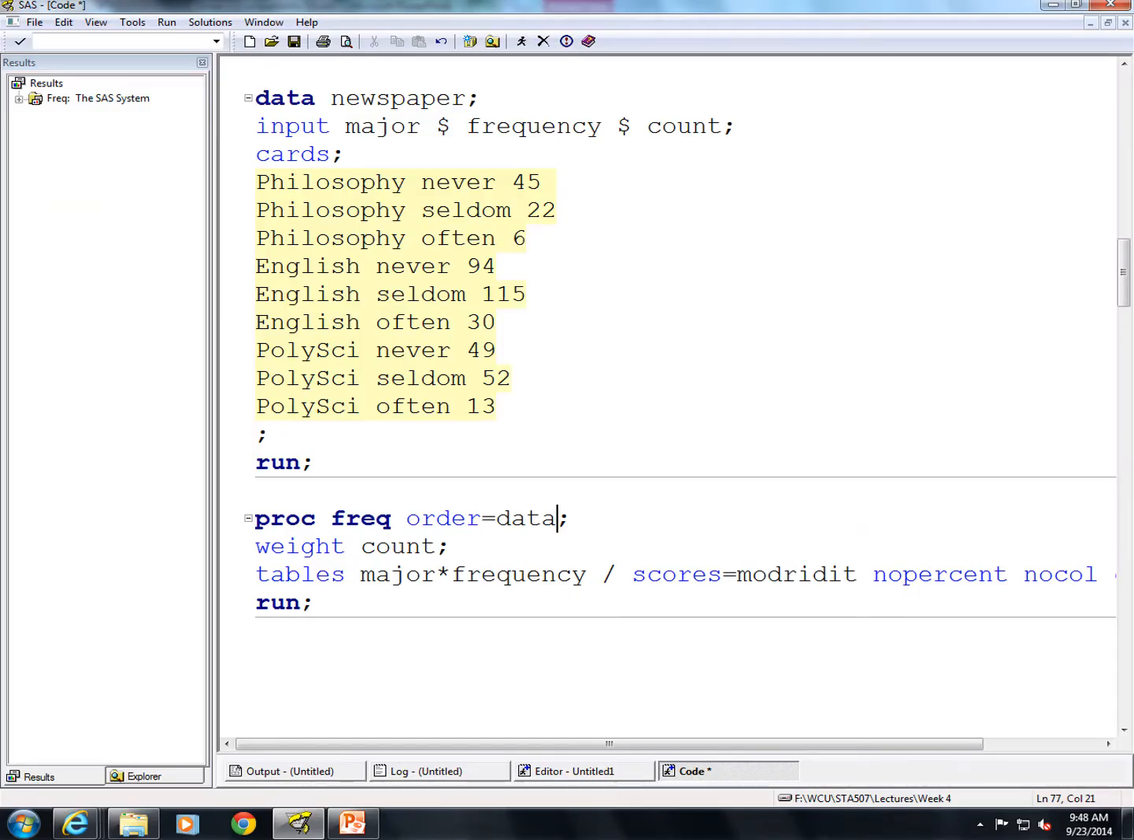So there's our code, data set. Right, notice, so then there's my proc freq, order equals data, and notice I structured the data in such a way that I have never, and then seldom, and then often. So I was very conscious, very deliberate about that. Notice in the table statement, I have scores equals mod-ridit, and then it ran off screen a little bit, but there is also a CMH option. The CMH option I need to actually get my test statistic.